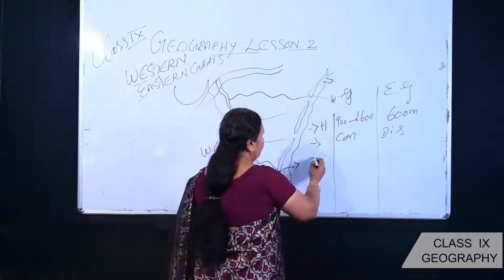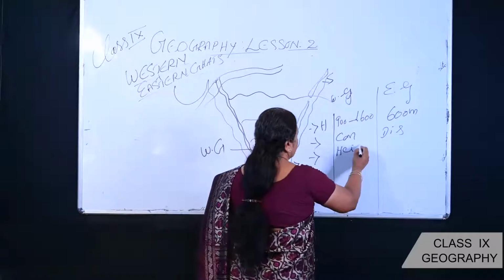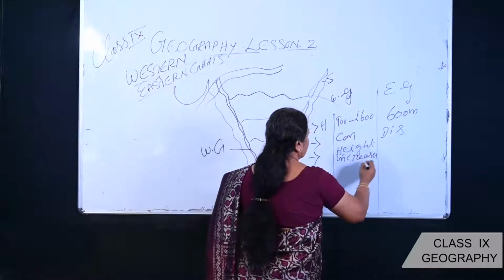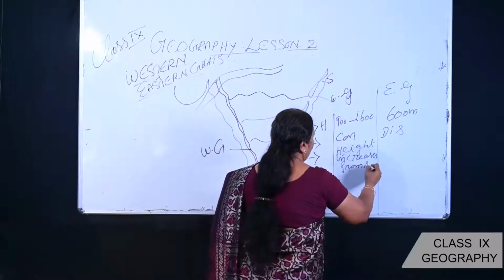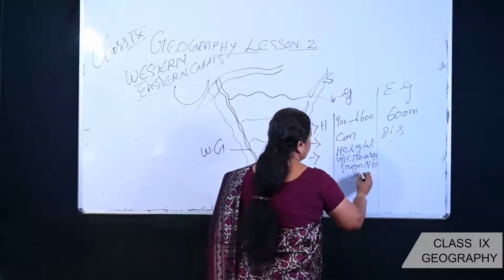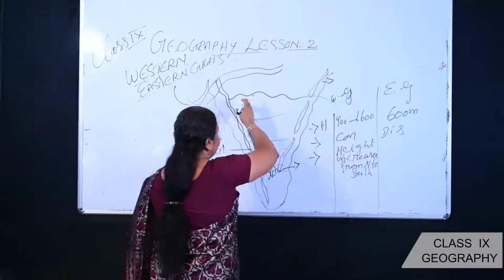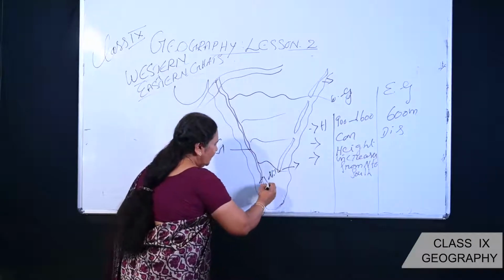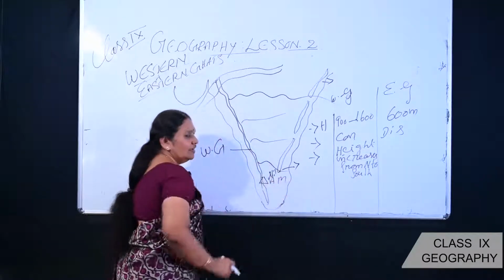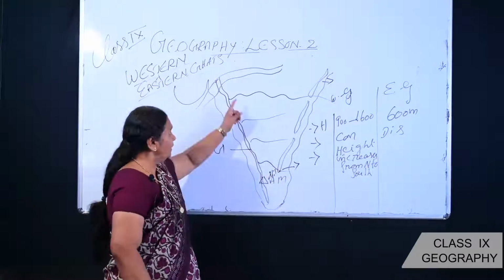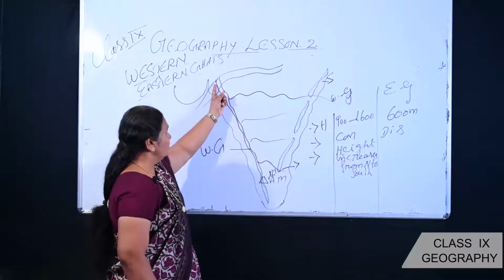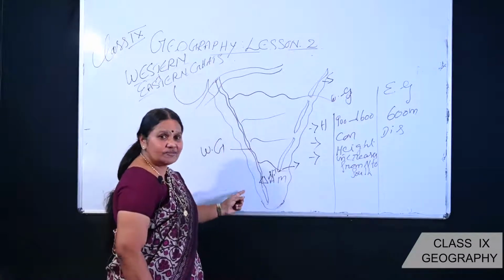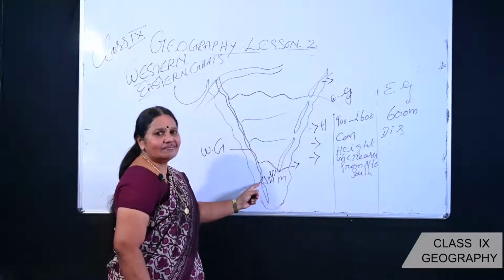And number 3, the height of the Western Ghats increases from north to south. That is why Anaimudi, the highest peak, lies in the south. The very interesting fact is that the mountain ranges from north to south, but the height increases from north to south. That is why Anaimudi lies in the southern part.